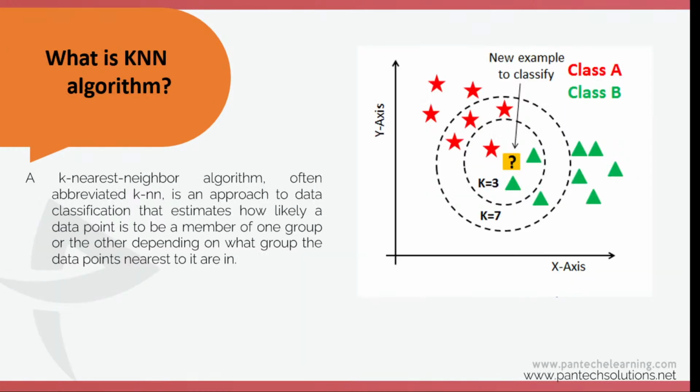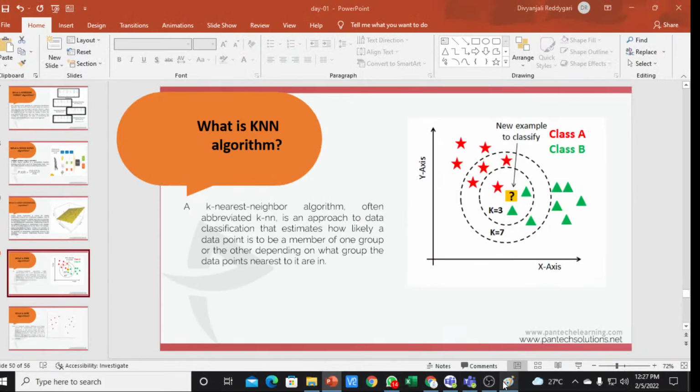Fine. Moving on to the next slide, here comes the KNN algorithm, the K nearest neighbor algorithm, which is often abbreviated as KNN. It is an approach to data classification that estimates how likely a data point is to be a member of one group or the other, depending on which group the data points nearest to it belong to. I'll explain it clearly in Paint.